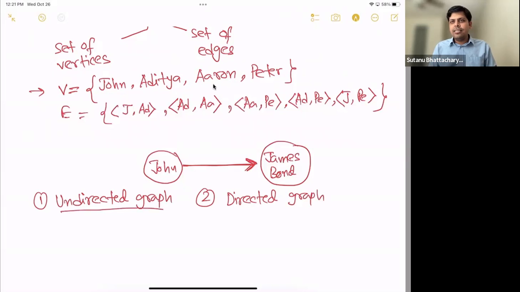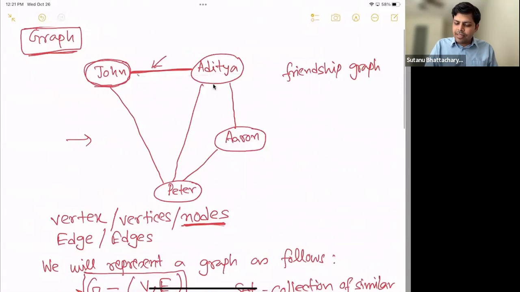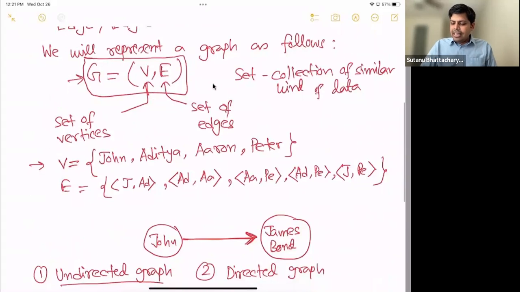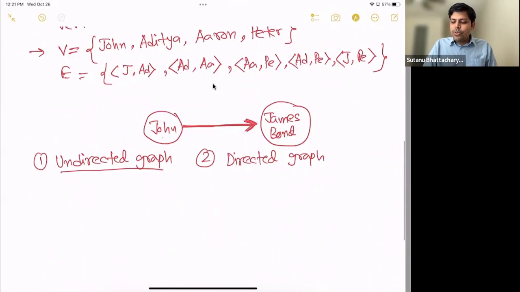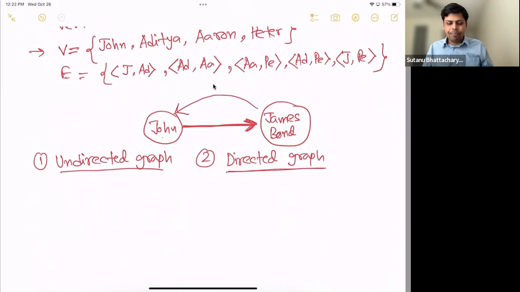An undirected graph means the edge does not have any direction. So in the previous example, this edge doesn't have any direction, meaning it has both directions, you can think. John is a friend of Aditya, Aditya is also a friend of John. Same, John is a friend of Peter, Peter is also a friend of John. But in the case of a directed edge, like John knows James Bond, James Bond might not know John, or might. If James Bond knows John, then there is another directed edge from James Bond to John. So we can distinguish graphs based on undirected and directed.